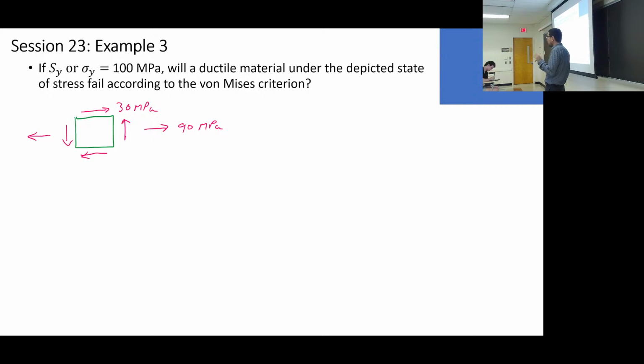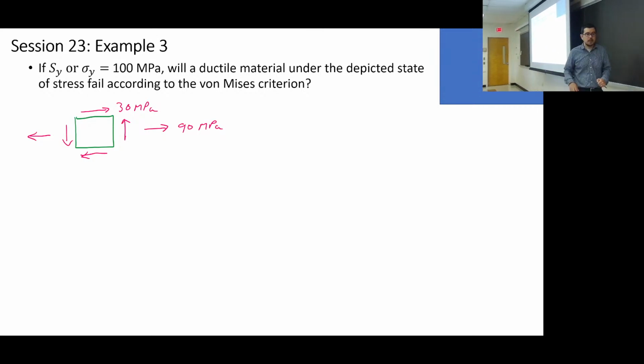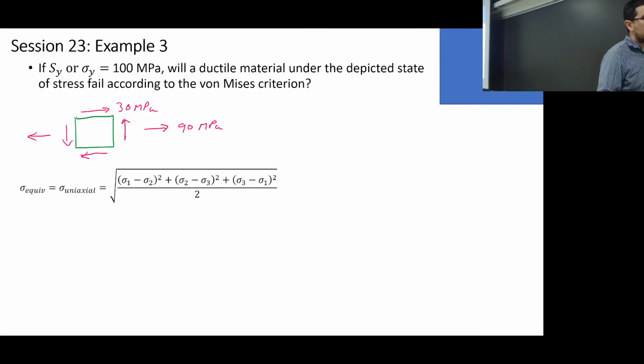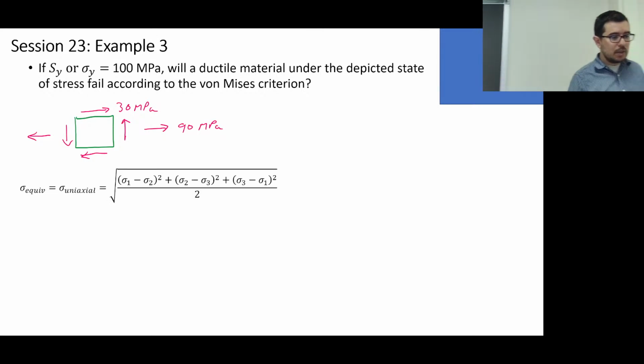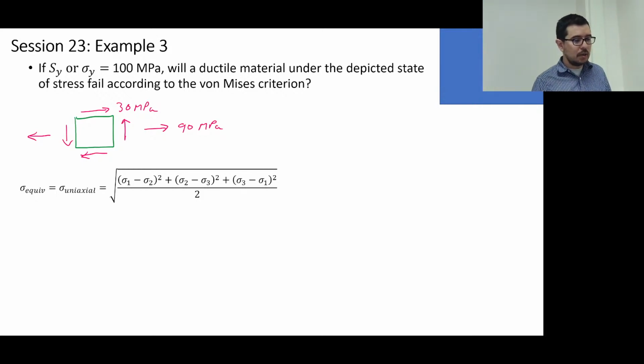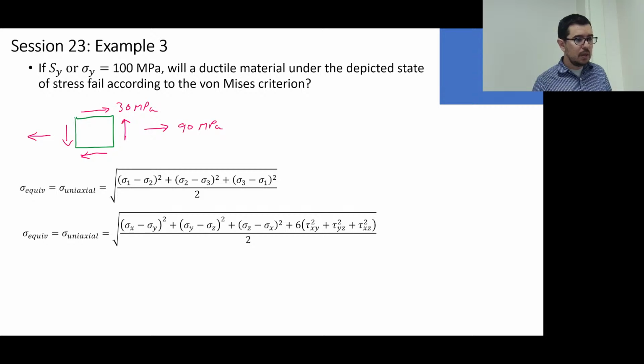And so once I've got sigma 1, sigma 2, and sigma 3, I can plug those into the other equation for figuring out the equivalent uniaxial stress. Okay, so there are two ways to do it. Here, this is the equation we're talking about, or you can use that equation. So you can use either one.